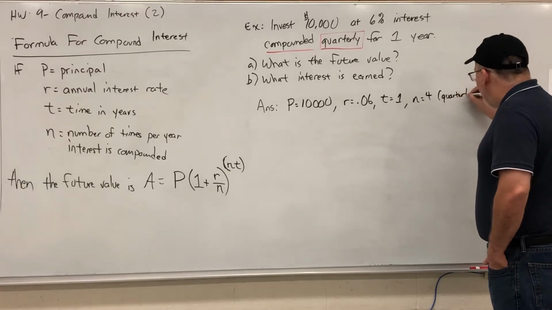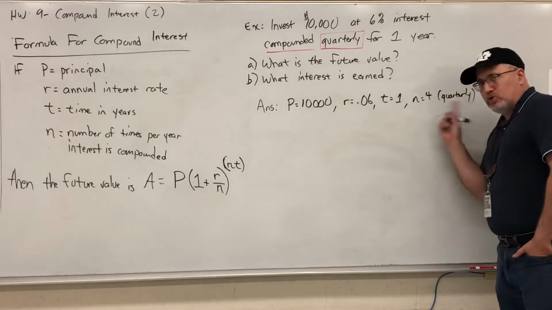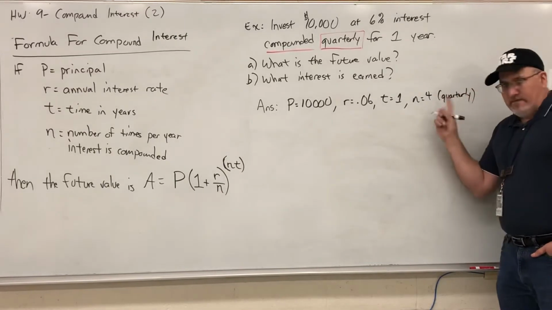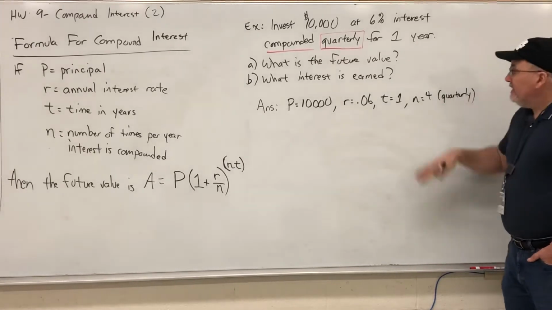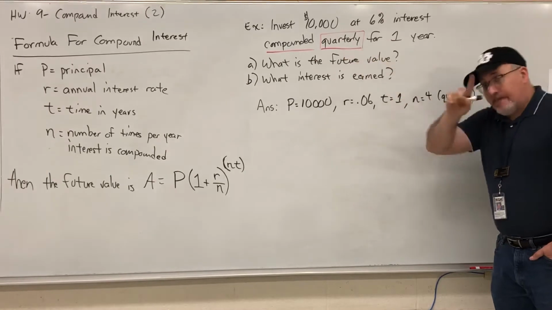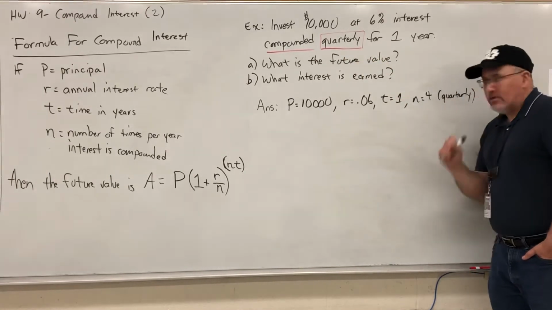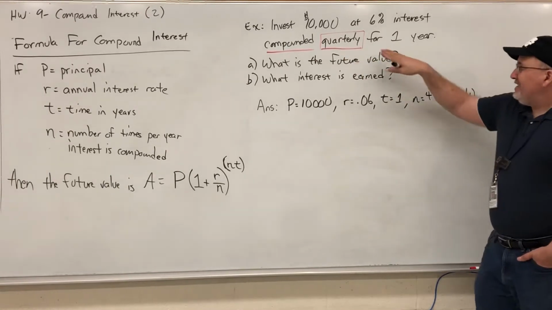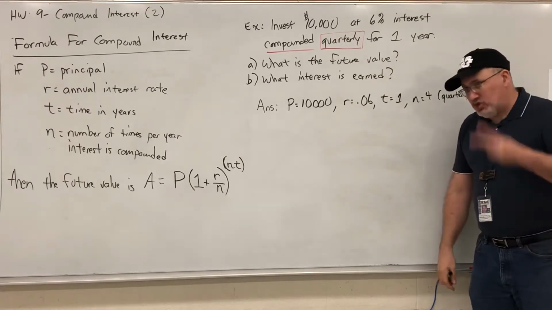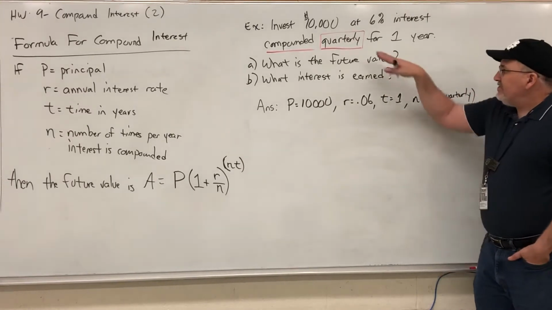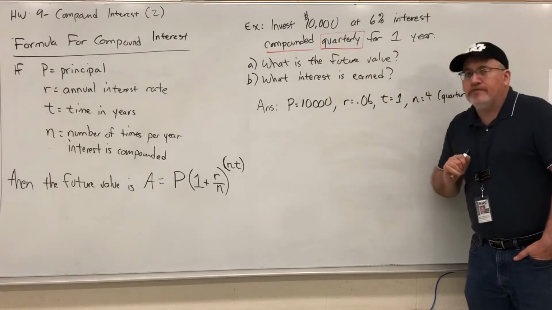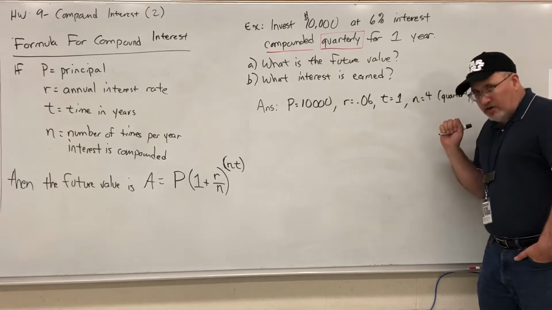In future examples, we'll see different adverbs that indicate different values for n. But just to tell you what some of them are, if this said annually, that's 1 time per year, n is equal to 1. If it said semi-annually, that's 2 times per year, n is equal to 2. If it said monthly, that's 12 times per year, n is equal to 12.